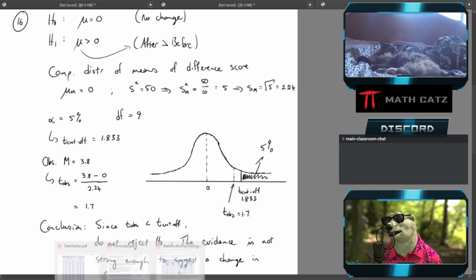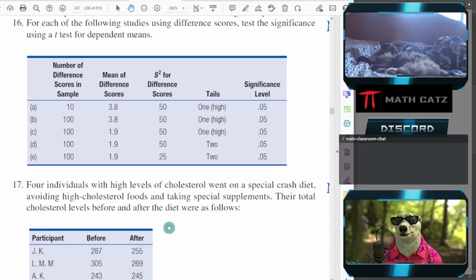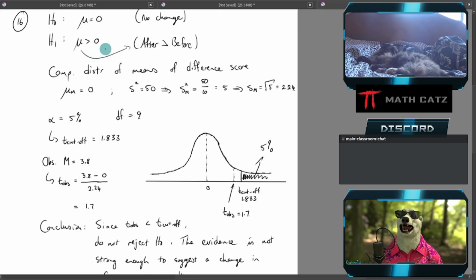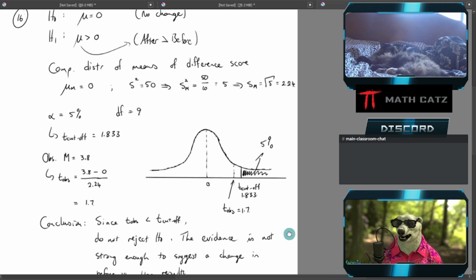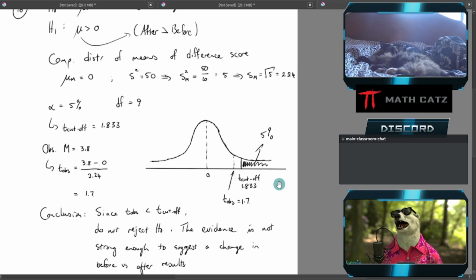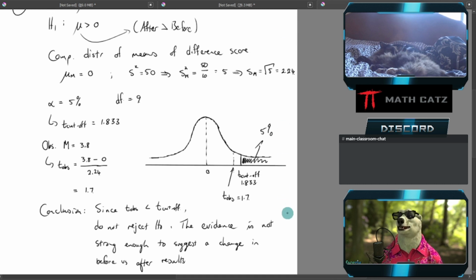So notice if you compare this to the previous example with a single sample t-test, you'll see here they don't give you a distribution mean because the distribution mean in the case of difference scores is always 0 in the null hypothesis. So that's something to keep in mind. But other than that, I don't see much difference between this and the single sample t-test, making this fairly easy to get on top of.